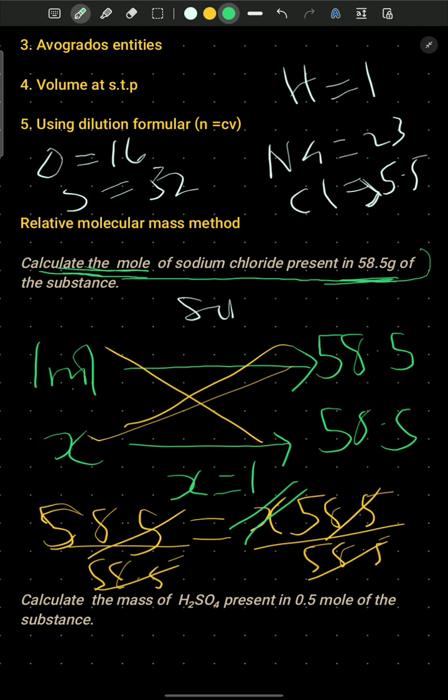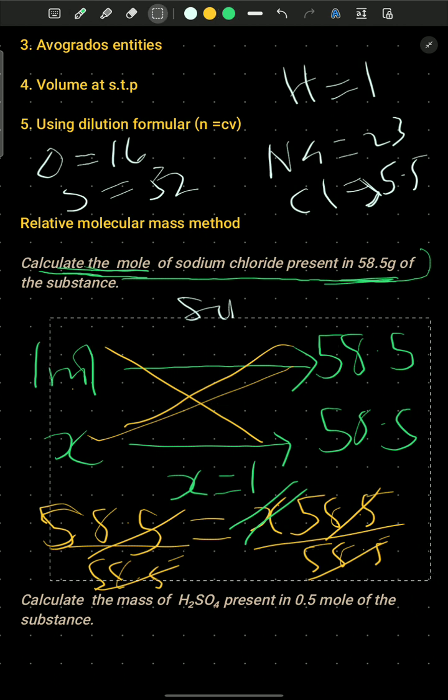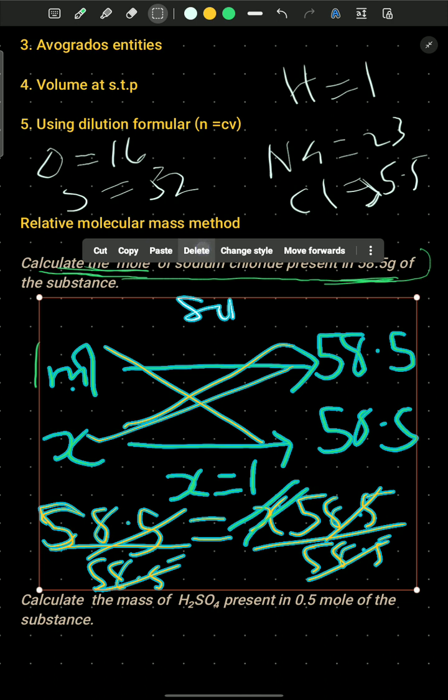So relative molecular mass is not a formula method. So this is what you'll be doing. Just 1 mole gives 58.5, x gives 58.5. Yes, and if you are someone that loves writing, you may actually love to put it in words, but believe me, any of this formula is actually accepted by any teacher.